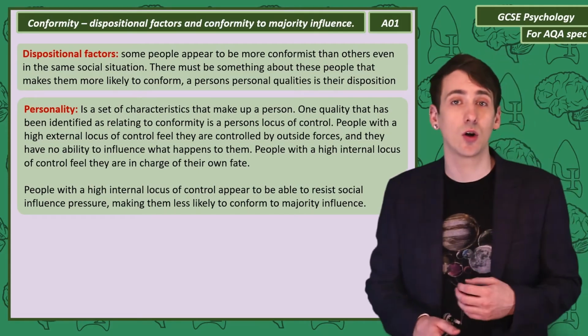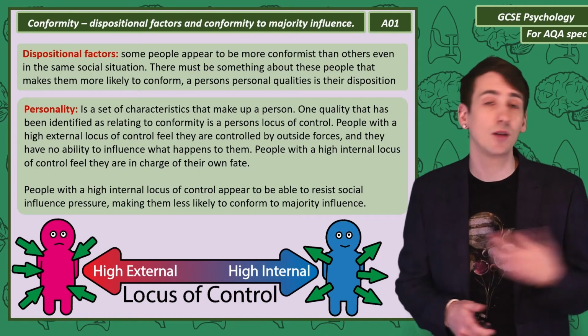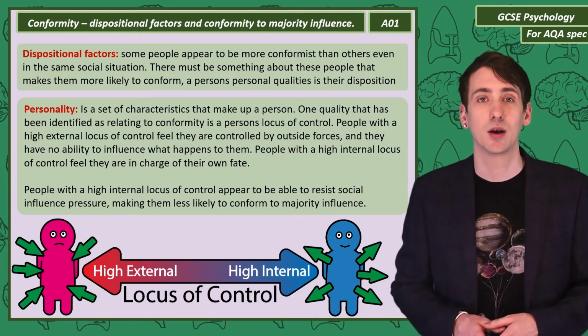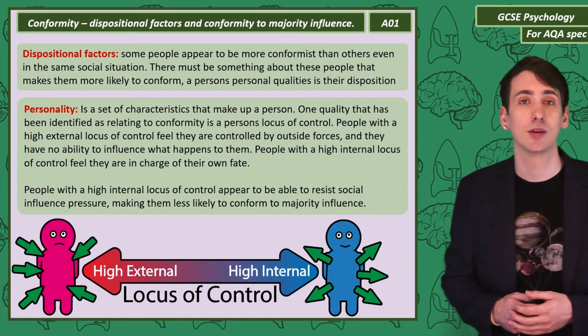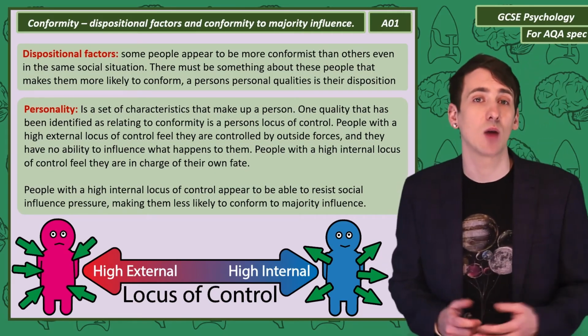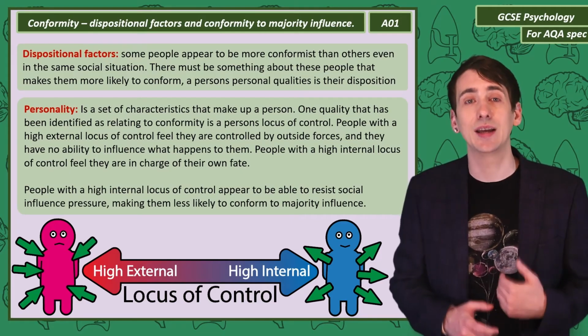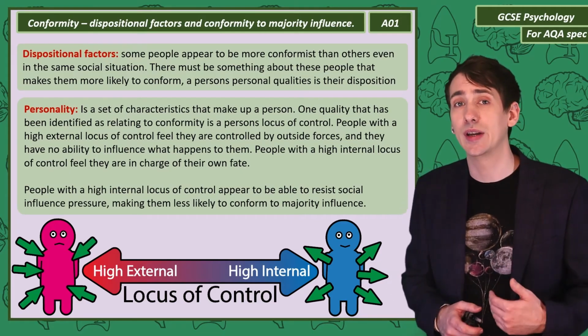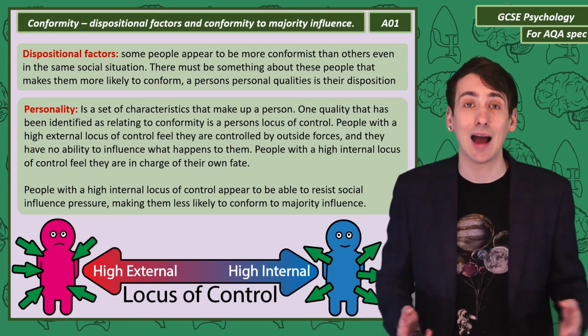Now, your locus of control is where you feel the power to control your life comes from, inside yourself or outside of yourself. People with an external locus of control feel they're controlled by outside forces, that they don't have the ability to change what happens to them. These people are thought to be more conformist than people with an internal locus of control. People with an internal locus of control feel they are in control of their own fate and can resist social pressure.